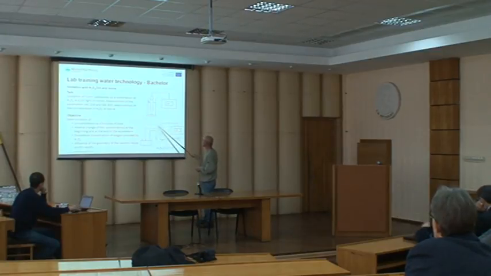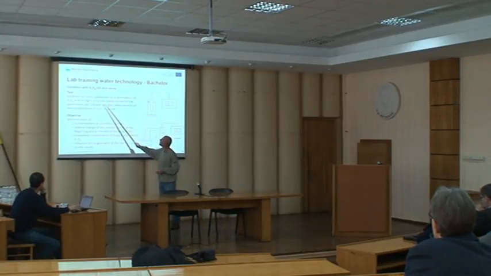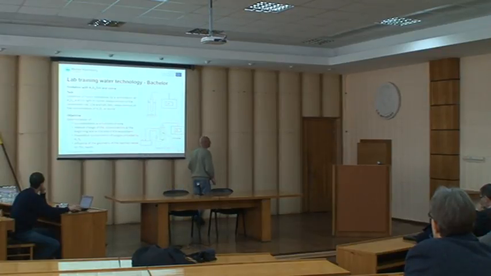So this is a continuous flow reactor. This is a simple split reactor. We compare the results afterwards. So we're doing it by the sum parameters SAC 254 and SAC 436 with a photometer.